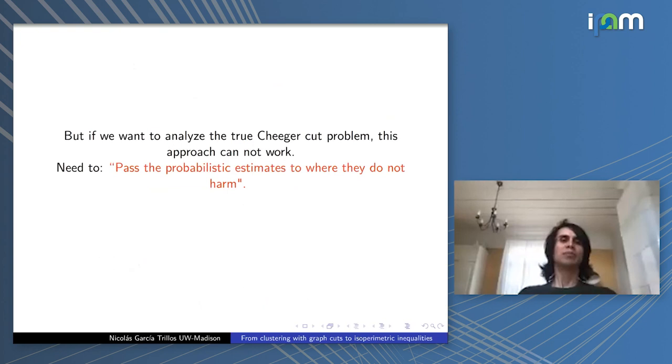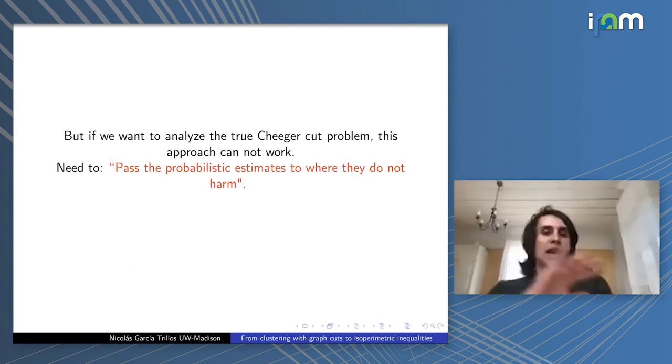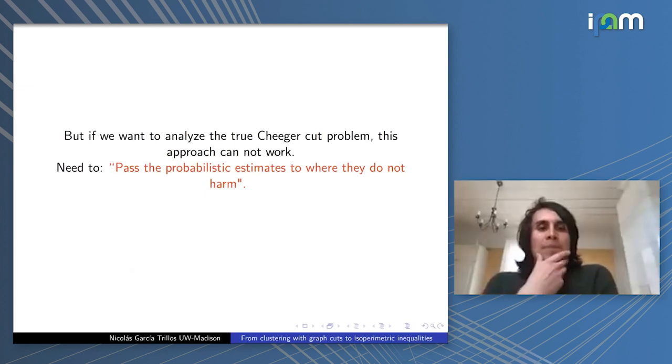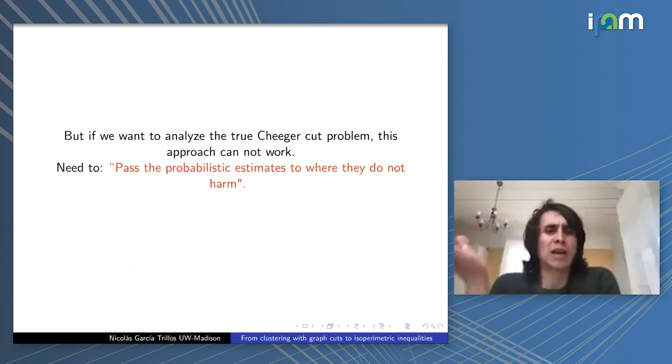Okay, so that's maybe why we are still trying to understand the problem in the unconstrained setting. So we're not enforcing regularity a priori. And so if we want to analyze the true Cheeger cut problem, the one that is unconstrained, the approach that I just described cannot work, because the class of functions is the entire set of partitions. So that's a very, very large class. It's as large as it can be. So we cannot really use the same approach.